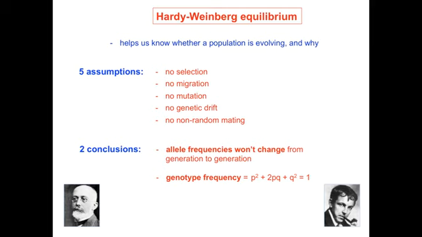When that's true, another one of the conclusions of the Hardy-Weinberg analysis is that the genotype frequency of the population will fit the formula p squared plus 2pq plus q squared equals 1, when p and q are the dominant and recessive alleles for a particular gene in the population.